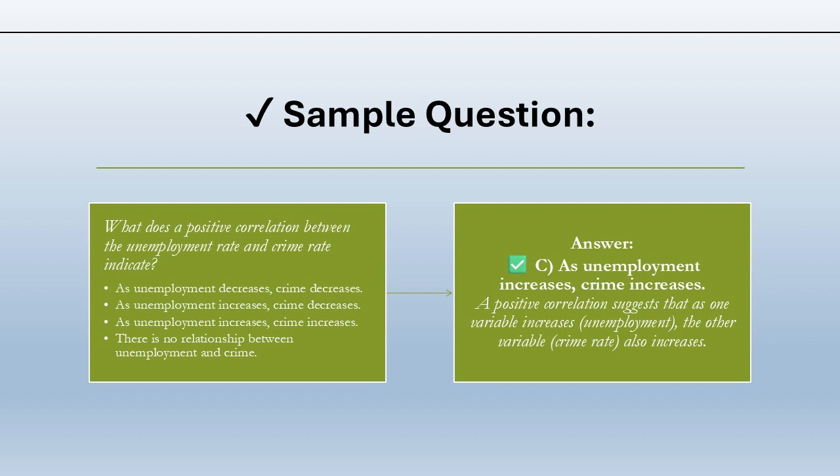A positive correlation means that as one variable, unemployment, increases, the other variable, crime, also increases. This suggests that higher unemployment might lead to more economic desperation, which could contribute to higher crime rates.